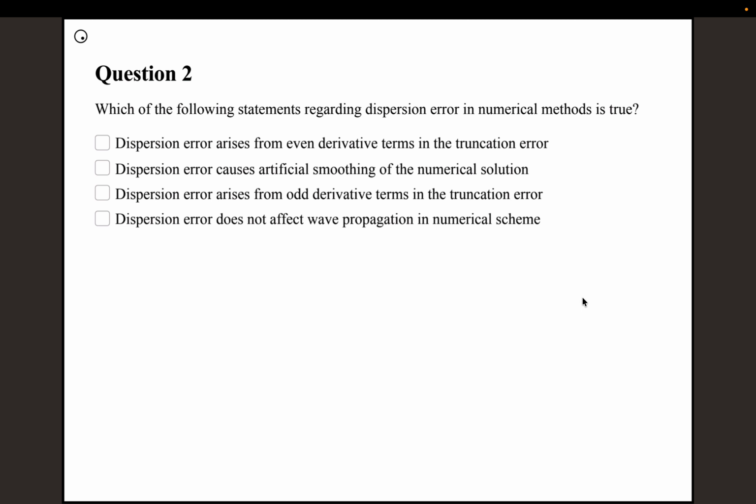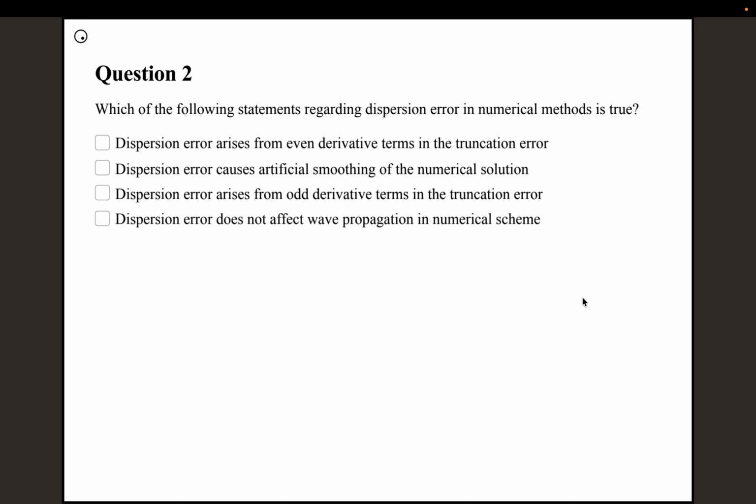Which of the following statements regarding dispersion error in numerical methods is true? We discussed this just now. So which of these is true? Dispersion error arises from even derivative terms in the truncation error. It causes artificial smoothing of the numerical solution. It arises from odd derivative terms in the truncation error. It does not affect the wave propagation in the numerical scheme.